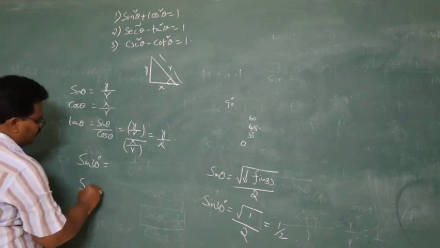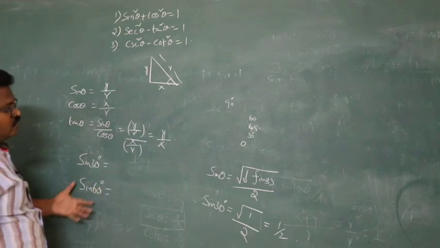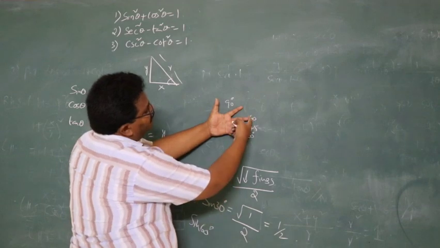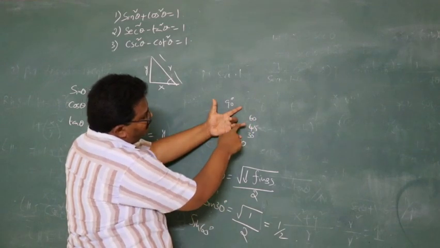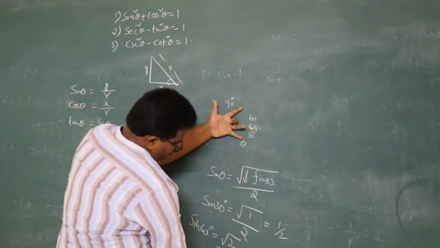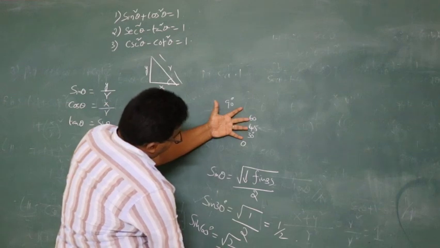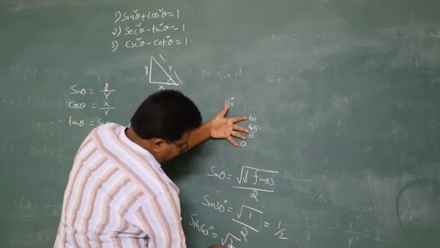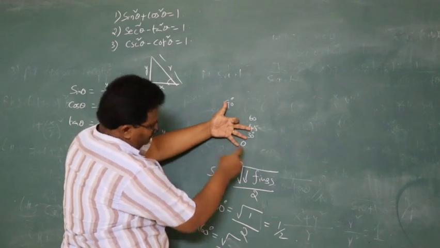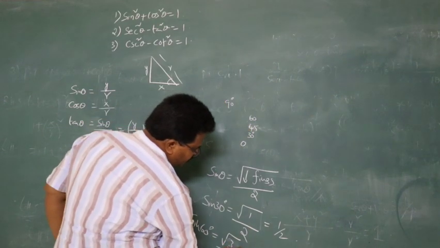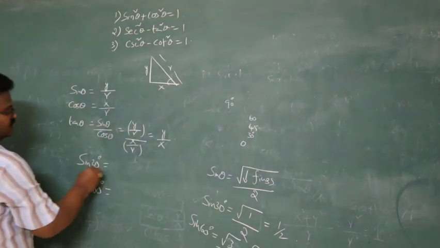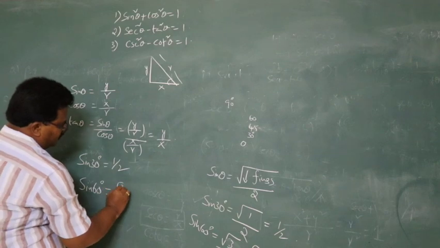So what is sin 60? So put the fingers like this, keep this finger like this. The below fingers are 3. So that is root 3 by 2. So in this way, sin 60 is root 3 by 2. Similarly, sin 30 is 1 by 2, we have to remember, and sin 60 is root 3 by 2.